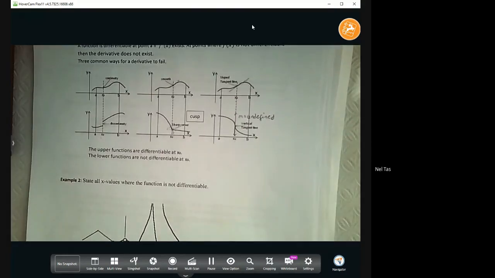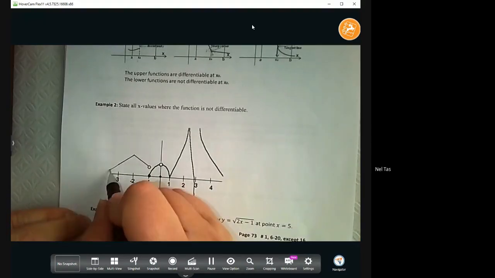Okay, so let's look at example 2. It says state all x values where the function is not differentiable. I'm going to put arrows here.